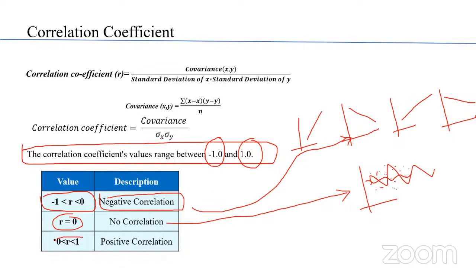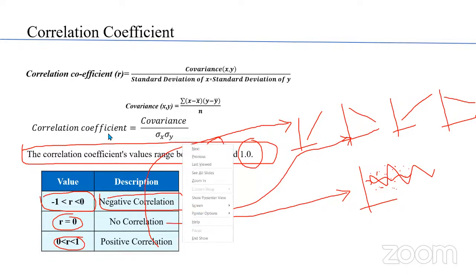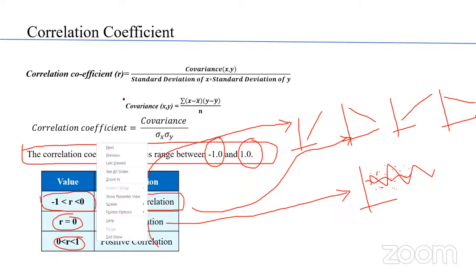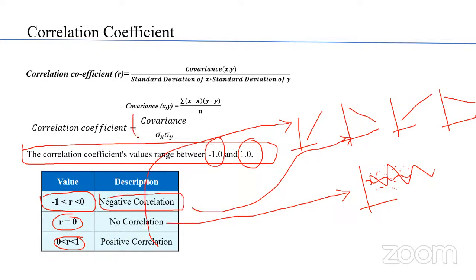And if correlation ranges between 0 and 1, then that is called a positive correlation. So this is an example of the curve for a positive correlation, right? And how will this be calculated? The correlation will be calculated with the help of a formula. Correlation coefficient is equal to covariance divided by standard deviation of X and standard deviation of Y.